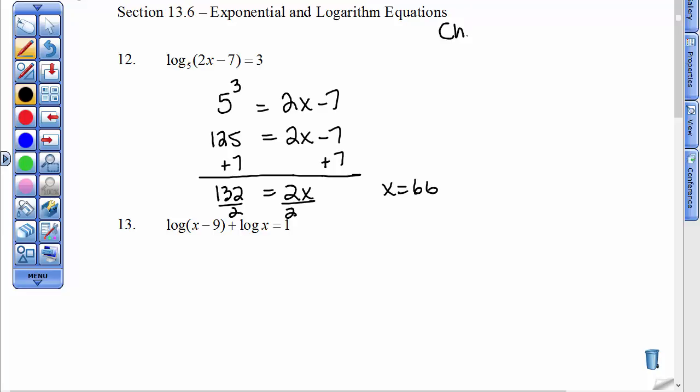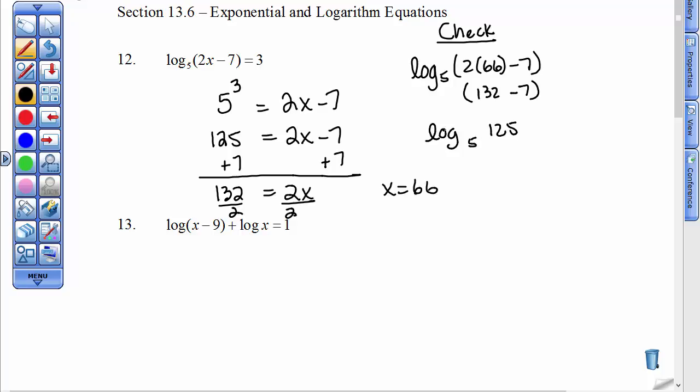Don't forget to check. The only problem with checking is you've got to use the change of base theorem. So you've got the log base 5 of 2 times x, which is 66, minus 7. And 2 times 66 is 132. And when you subtract 7, you get 125. And so you've got to find out with the log of 125, where the base is 5, what it is, and see if it equals 3. Well, it does, because 5 to the third power is 125. But on your calculator to do this, you could also type the log of 125 divided by the log of 5, which is the change of base theorem, and that should show you that this does indeed equal 3.